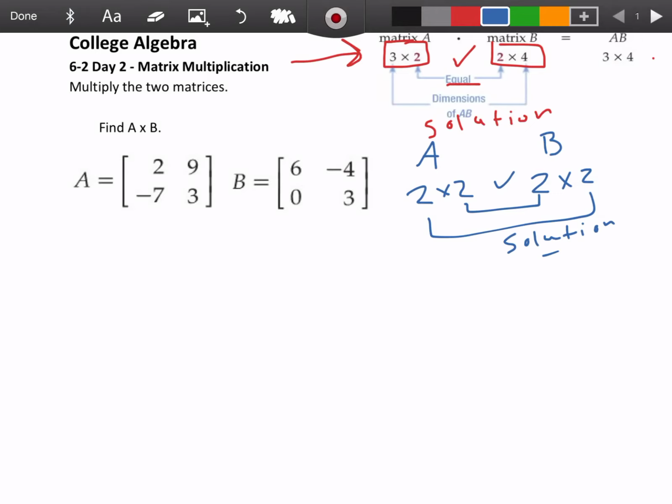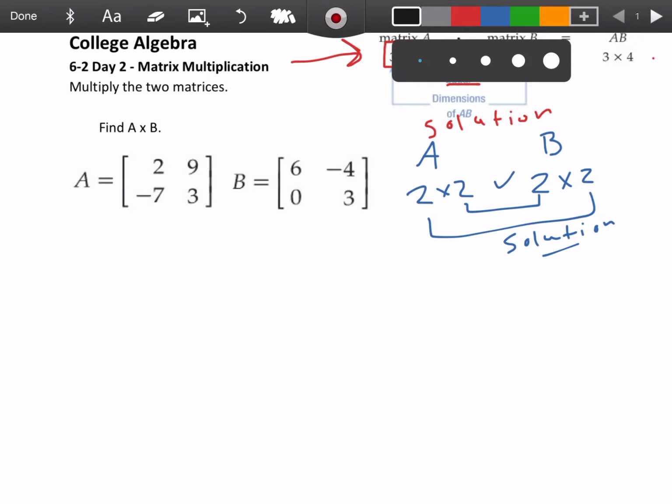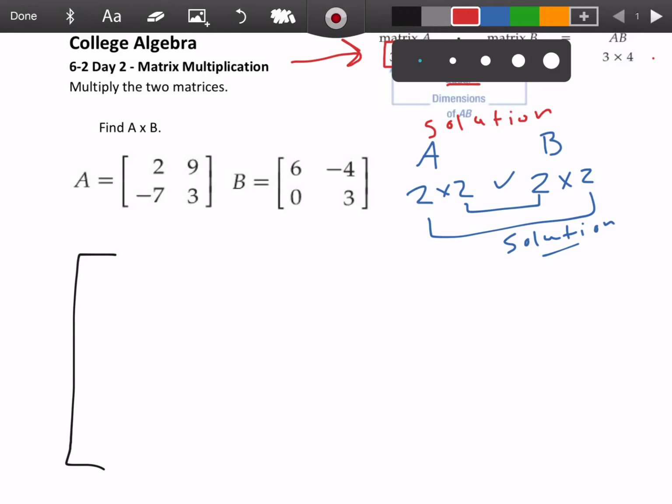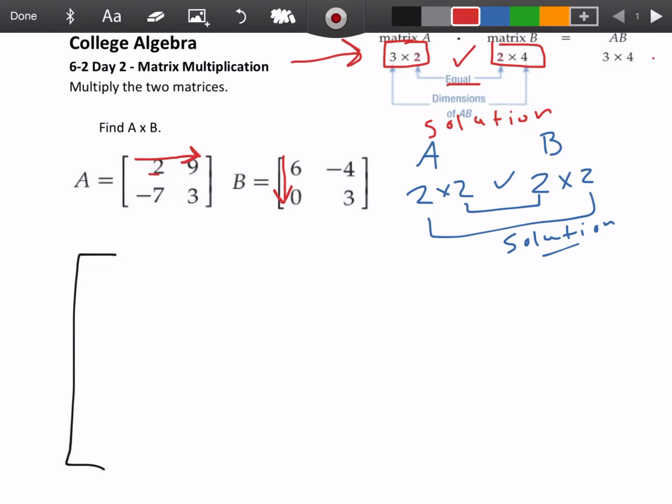Now, multiplying them gets a little tricky because you have to stay organized. So here we're going to create a large one down here, and you'll see why in a second. What we have to do first is take these numbers and go from left to right in that first row as we go down that first column. Stay with me here, because we're going to take this first one.